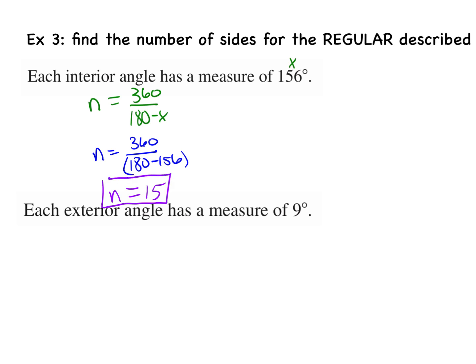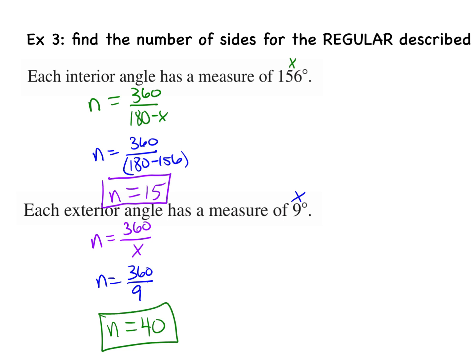Last one, the exterior angle has a measure of 9 degrees. So if it's exterior, the formula is 360 over x. We know that the 9 degrees is the angle measure, so it's our x. Then we'll do 360 divided by 9. And what do you get, class? 40. So it's 40 sides.